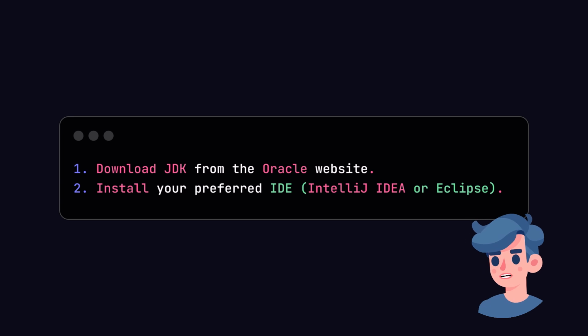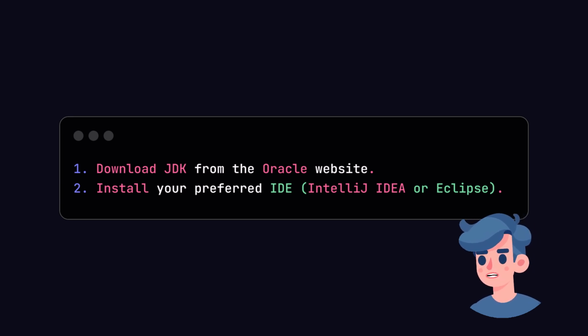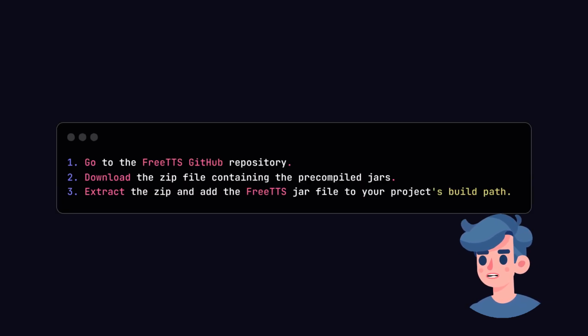Next, let's set up our development environment. Ensure you have Java Development Kit, JDK, installed on your system. You can download it from the Oracle website. We will also use an integrated development environment, IDE, like IntelliJ IDEA or Eclipse. Once your IDE is set up, we can include the FreeTTS libraries in our project. You'll need to download the FreeTTS jar file, which you can find on their official website or GitHub repository.